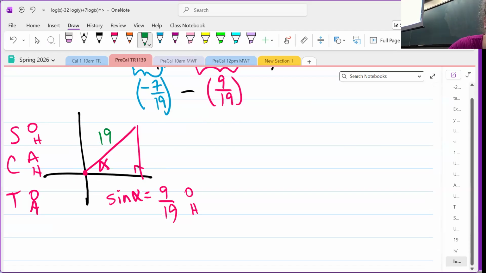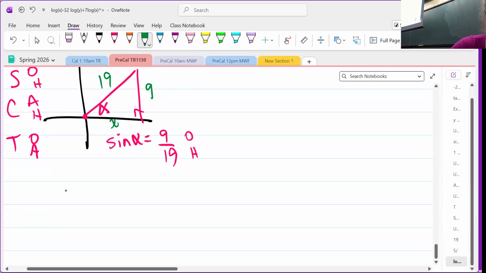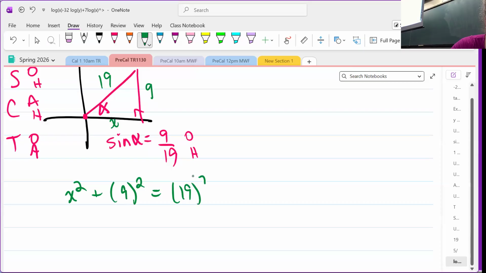Our opposite side is the vertical side across from the alpha. So there's our 9. I just need to figure out my horizontal side. That is a right triangle, so Pythagorean theorem. So we have x squared plus 9 squared equals 19 squared. Now on the test, the numbers are not going to be this ugly. Heck, on the test, the problem is actually more straightforward than this.